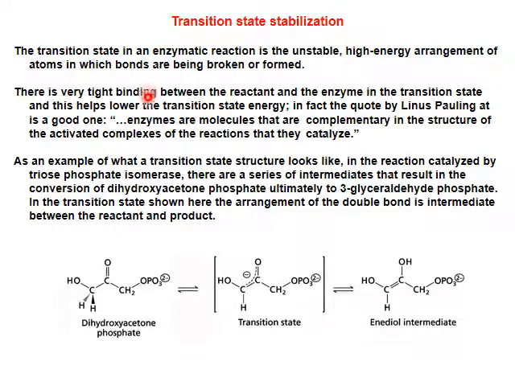The final aspect I wanted to cover regarding enzyme catalyzed reactions is in terms of transition state stabilization. So if it hasn't been clear up to this point, enzymes stabilize transition states to promote chemical reactions. There's very tight binding between the reactants and the enzyme in the transition state. So the enzyme lowers the activation energy barrier by lowering transition state energy.